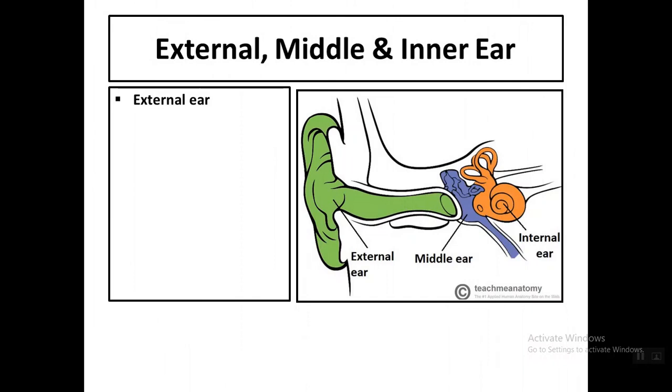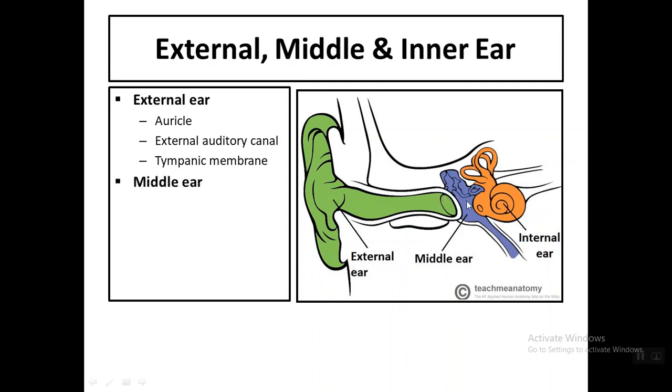The ear consists of three main parts. First, the external ear. The external ear consists of the auricle or the pinna, next, the external auditory canal or external acoustic canal, and the tympanic membrane or eardrum.